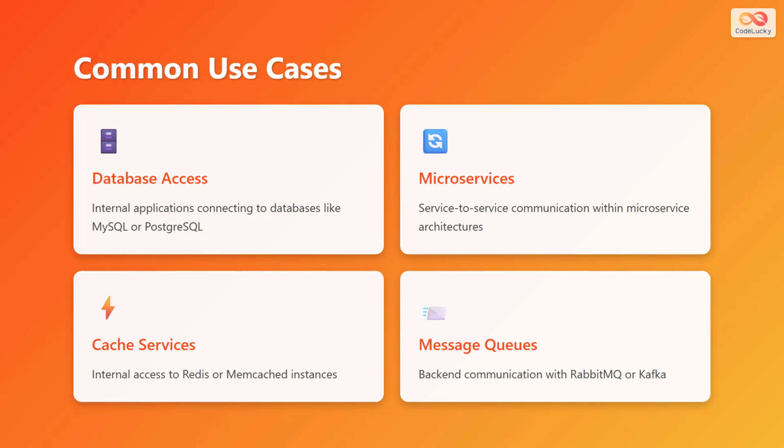ClusterIP is widely used in various scenarios within Kubernetes clusters. It's perfect for database access, allowing your applications to connect to internal databases like MySQL or PostgreSQL without exposing them externally. In microservices architectures, ClusterIP enables secure service-to-service communication between different components. For cache services like Redis or Memcached, ClusterIP provides internal access for fast data retrieval. And for message queues such as RabbitMQ or Kafka, ClusterIP facilitates backend communication, ensuring your messaging infrastructure remains isolated within the cluster.